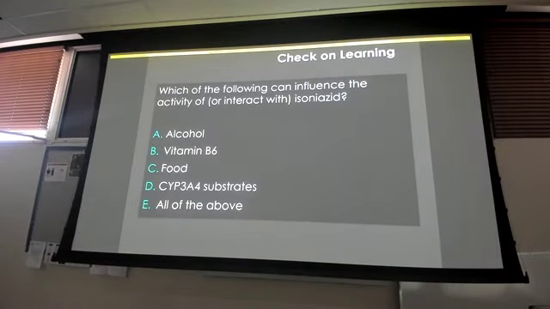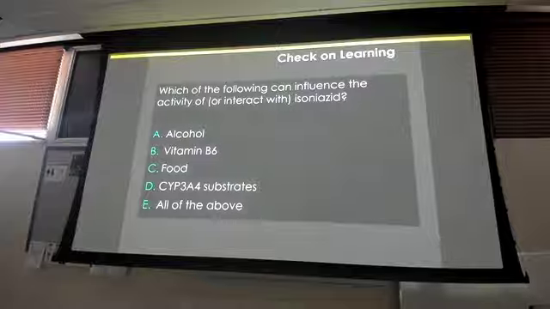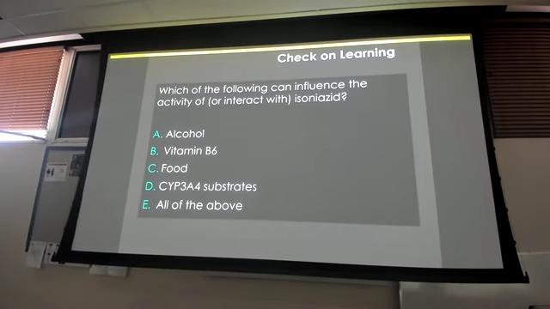And which of the following can influence the activity of our isoniazid? Read the question. So when we're looking at this, this is talking about interacting with it. So B6 could, if I was a drinker, that could also interact with it, okay? My food, so looking at these, you can kind of go through all of this. What do I give B6 for with isoniazid? What do I give it for? To reduce what?